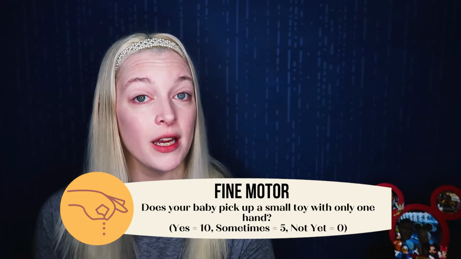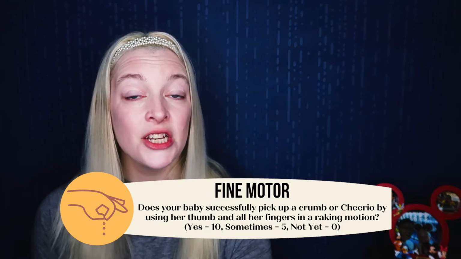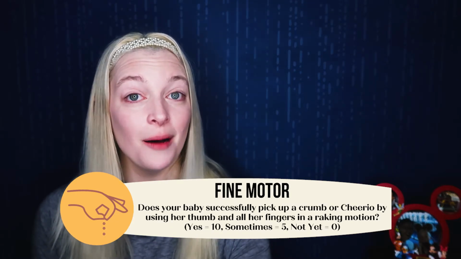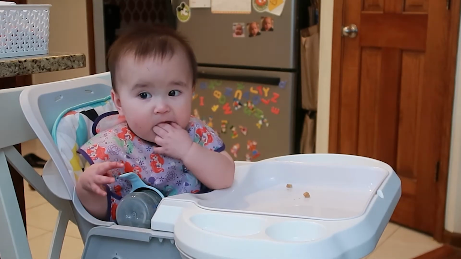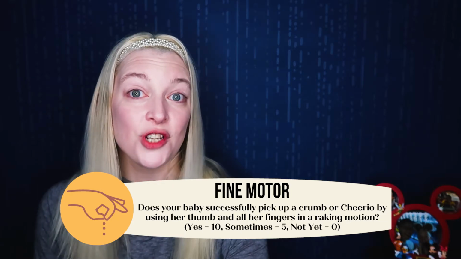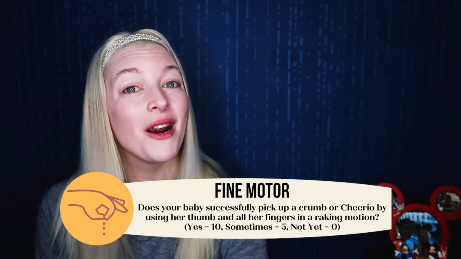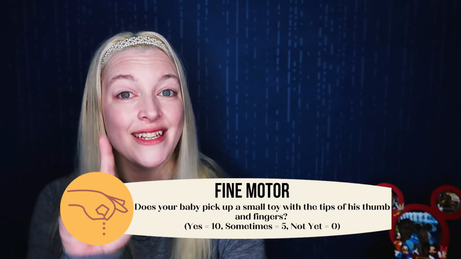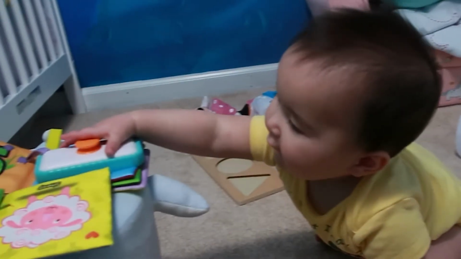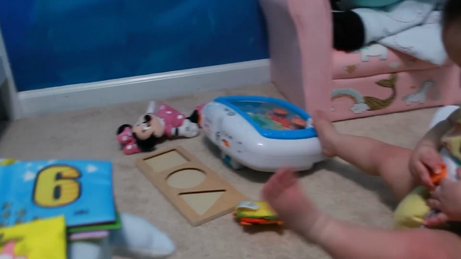Does your baby pick up a small toy with only 1 hand? Does your baby successfully pick up a crumb or a Cheerio by using her thumb and all of her fingers in a raking motion? If your child can already pick up a crumb or a Cheerio, mark yes for this one. Does your baby pick up a small toy with the tips of his fingers? You should see a space between the toy and his palm.